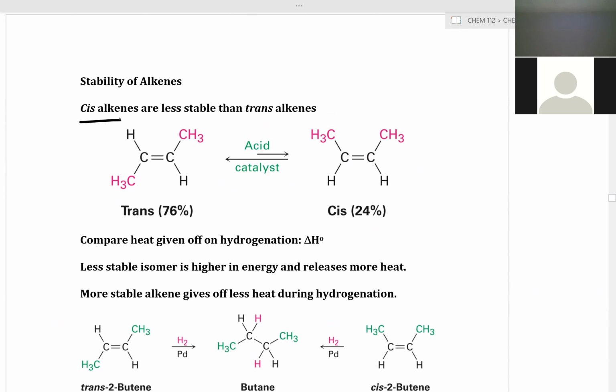So cis alkenes are less stable than trans alkenes, and it has to do with steric congestion. If you have bulky substituents held in the same relative region of space, you have this steric repulsion, which destabilizes your molecule. Now, alkenes typically can't equilibrate under baseline thermal conditions, but if we have an acid catalyst, you can equilibrate between your alkene stereoisomers.